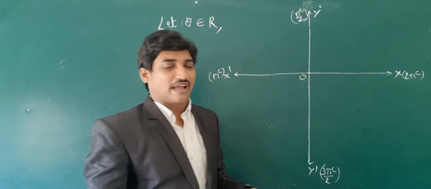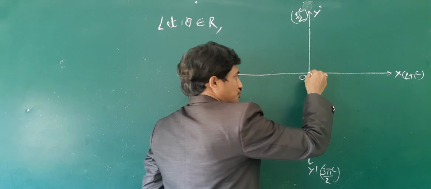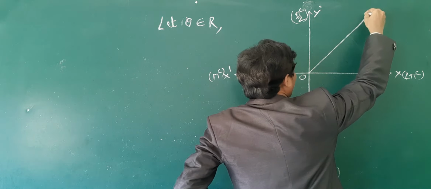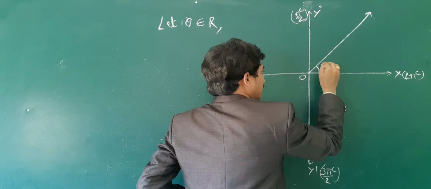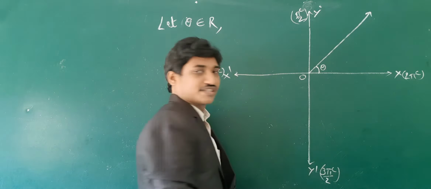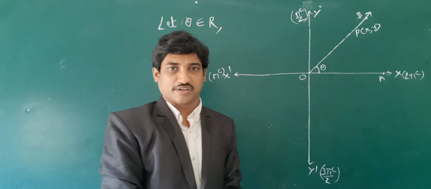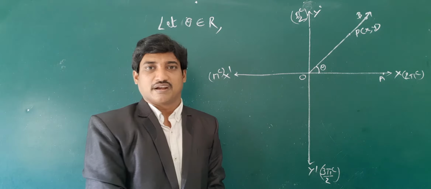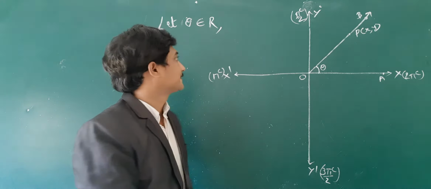I am taking an angle theta in its standard position, and a point P(x, y) on the terminal side. I am taking the initial side as OA and the terminal side as OB. Based on this, we can define trigonometric functions.